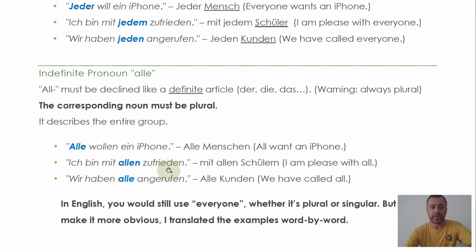Ich bin mit allen zufrieden, mit allen Schülern. So I'm pleased with all. Wir haben alle angerufen, alle Kunden. We have called them all. So here, I think sometimes it works in English, sometimes it doesn't. At the end, you can always say, we've called everyone. That's the meaning of this one too, but the focus is a little bit different. If the whole group or every single one in this group.